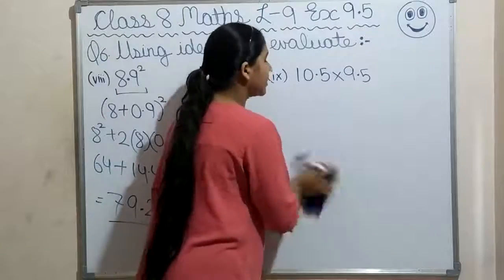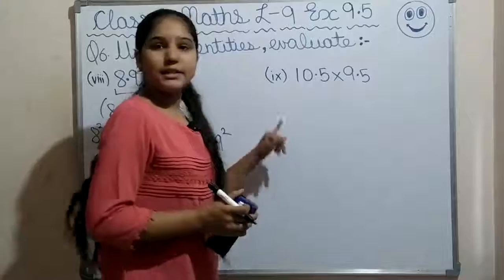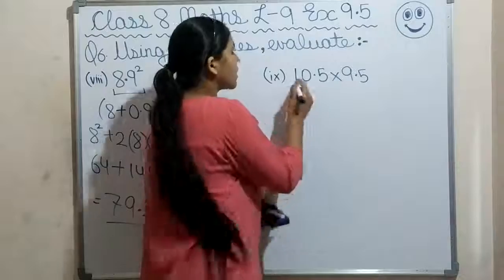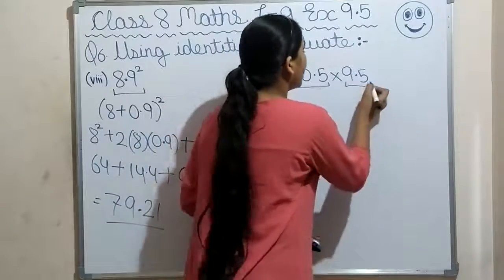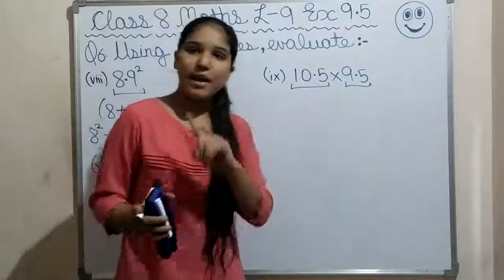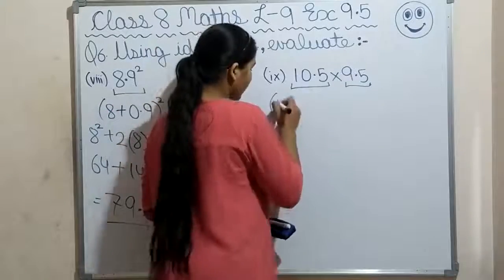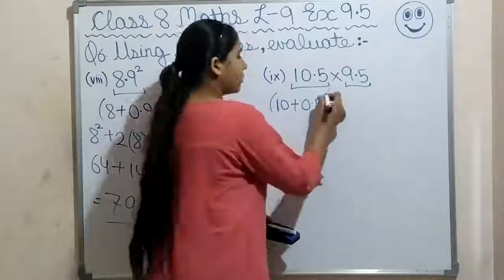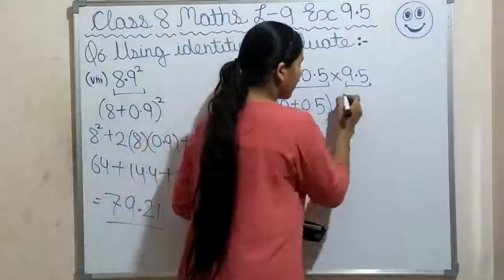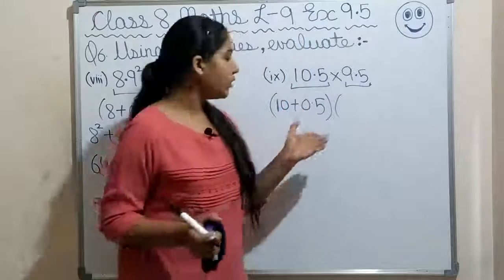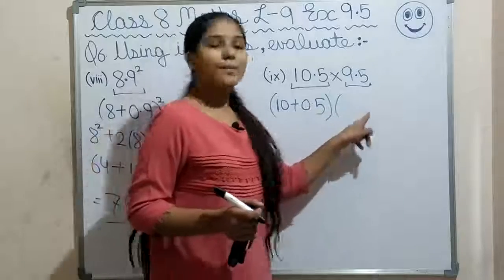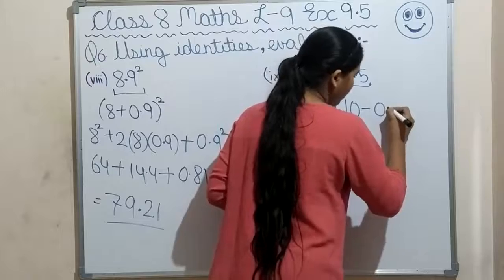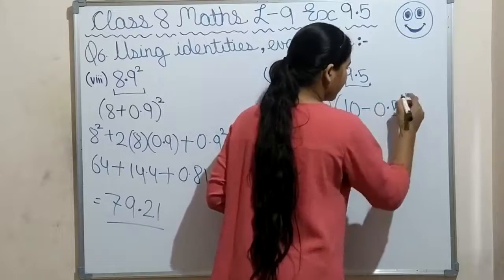Let's come to the last part of this question, the 9th part. The 9th part is 10.5 into 9.5. Here also two terms are given, so again we are going to expand this and this. Here 10.5 we can write as 10 plus 0.5. Then 9.5 is closest to 10, so we can write it as 10 minus 0.5, then bracket close.